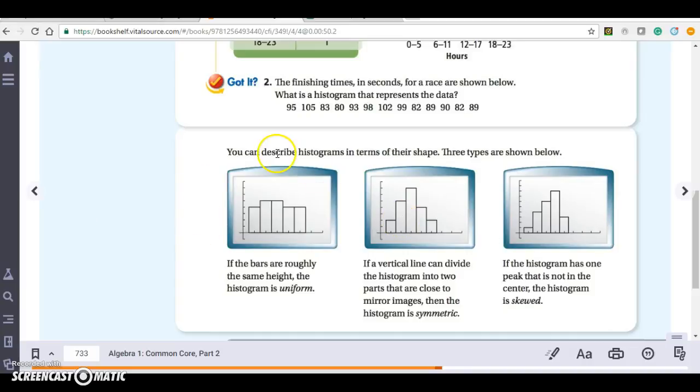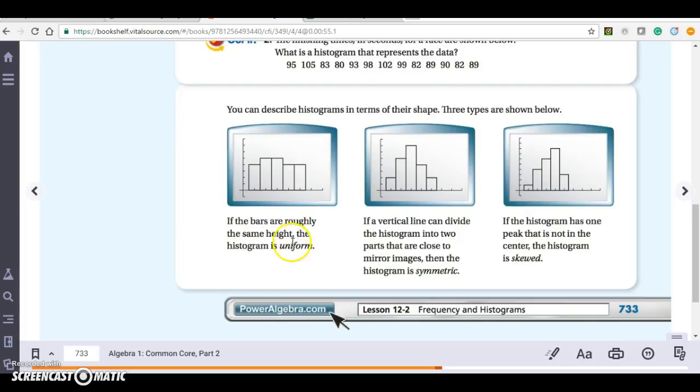Okay, let's look at some ways to describe a histogram. If the bars are roughly the same height, the histogram is uniform. So here, they're all about the same height.